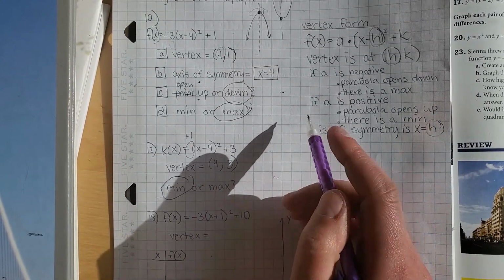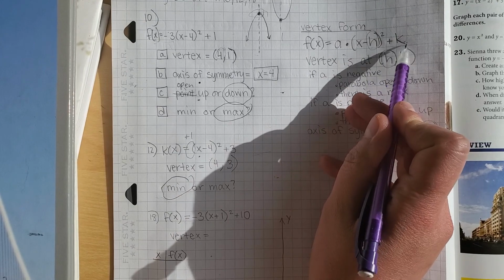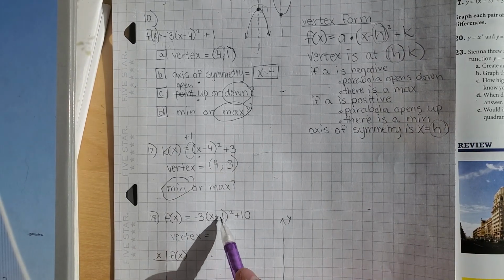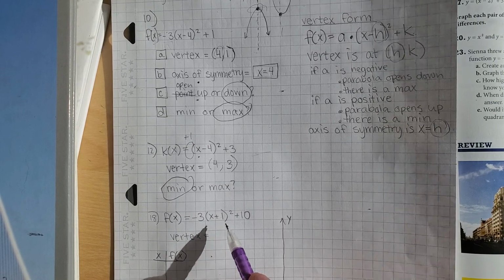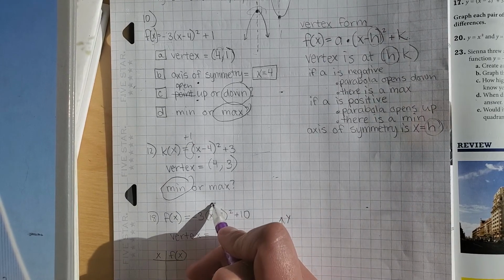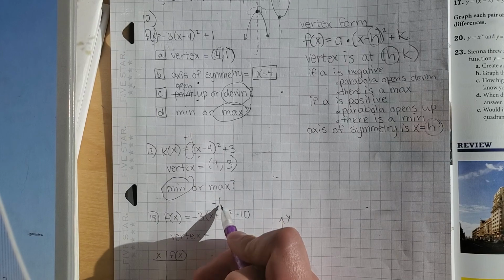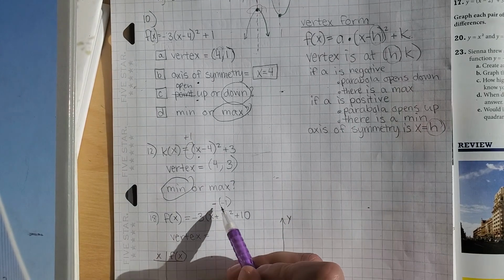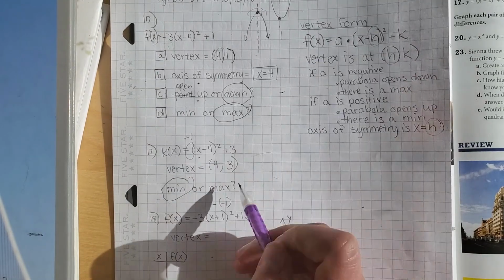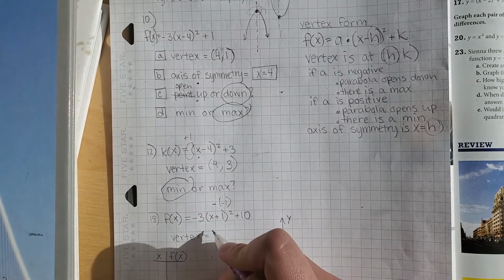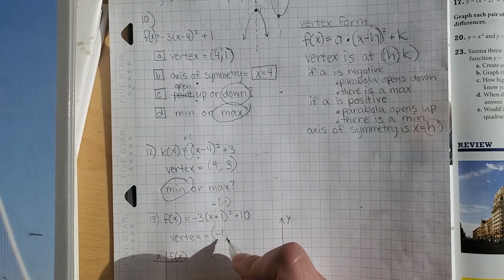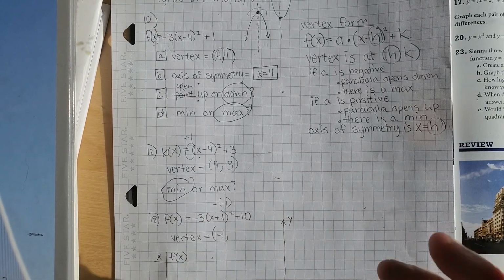So again, looking at our rules, the vertex is going to be at h comma k. So here, our h, now look at this, it's plus 1, but we have to put it in the form of minus 1. So our h here is actually going to be a negative 1, and our k is a positive 10.